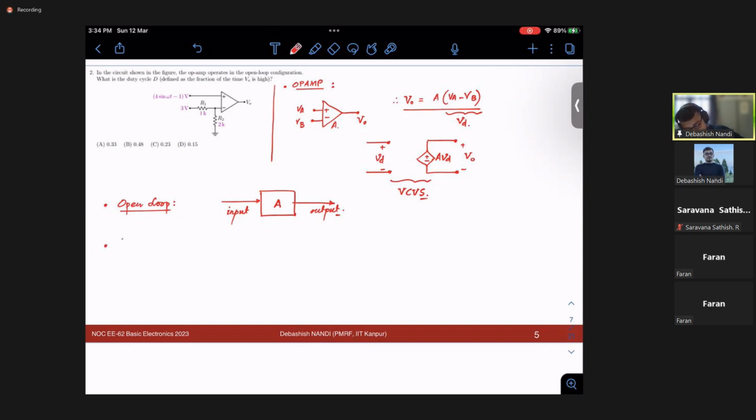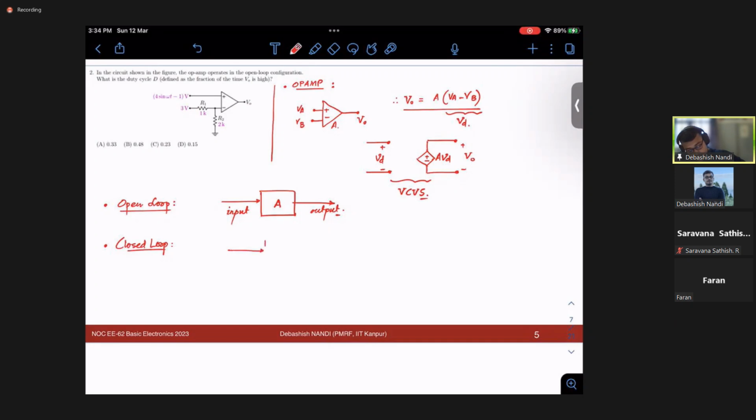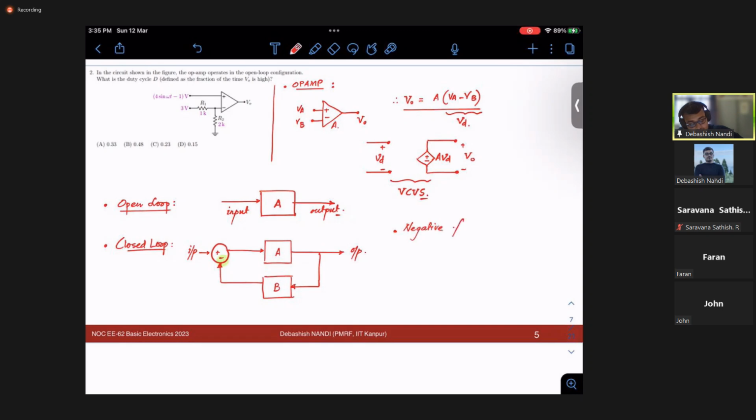So what about closed loop? Say this is your input, this is your output, and you have a certain feedback path from which you are communicating with your output, right? So that is your closed loop configuration. Generally closed loop can be of two types, based upon this sign. One is negative feedback, another is positive feedback, right?